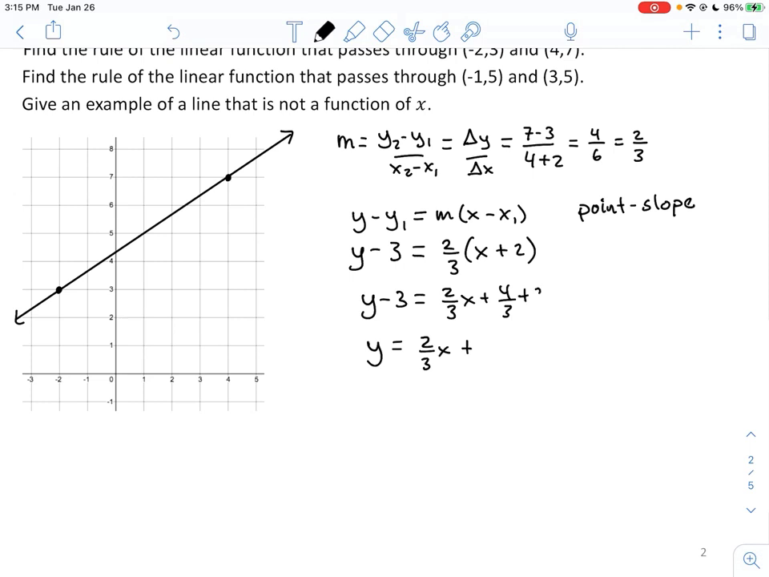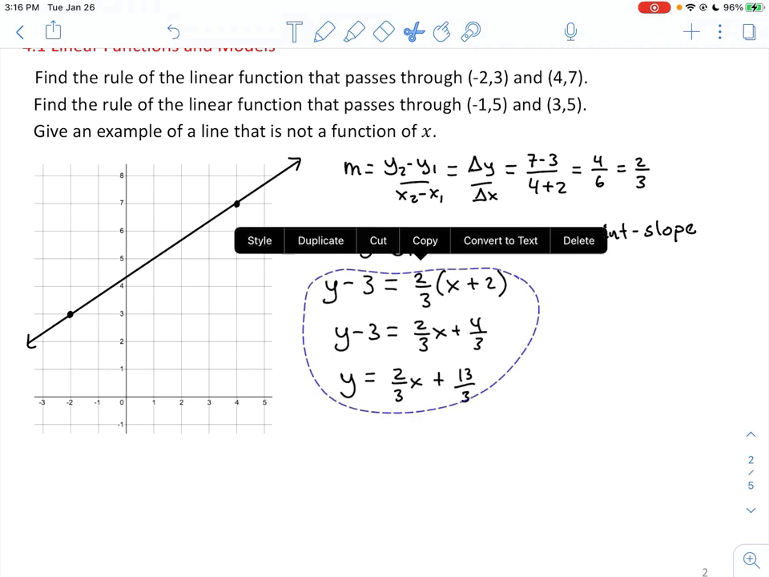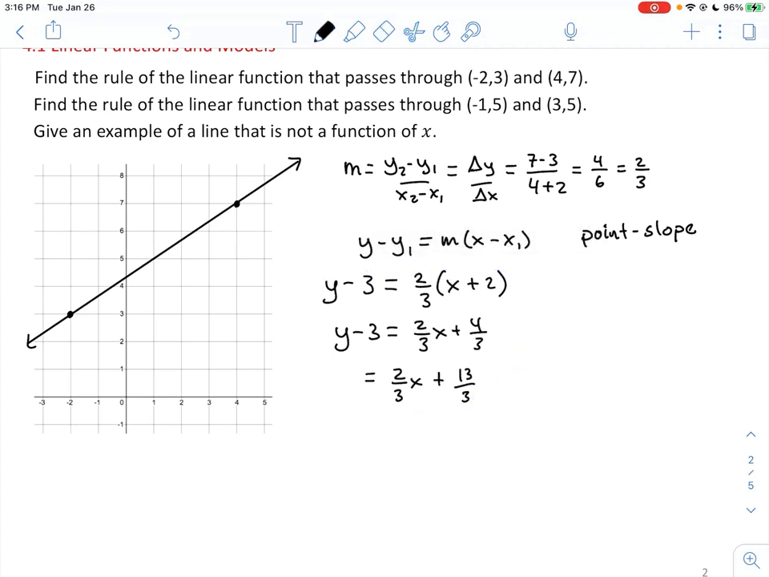So when I add 3 over to this side, I need to add 9/3. We get 13/3 here. So 4 and a third is what 13/3 is. Remember that once you get into slope-intercept form, the 2/3 is the slope and the 13/3 is the y-intercept. So that 13/3 is precisely where this function crosses the y-axis. Of course, at this point, you can get rid of that y and call this f of x instead. So this was the rule of the linear function that passes through these 2 points.